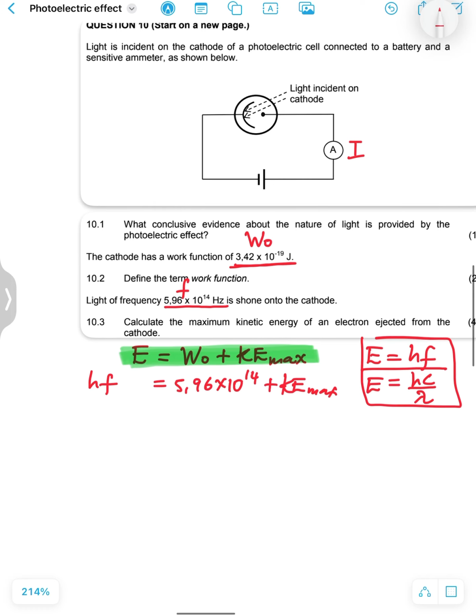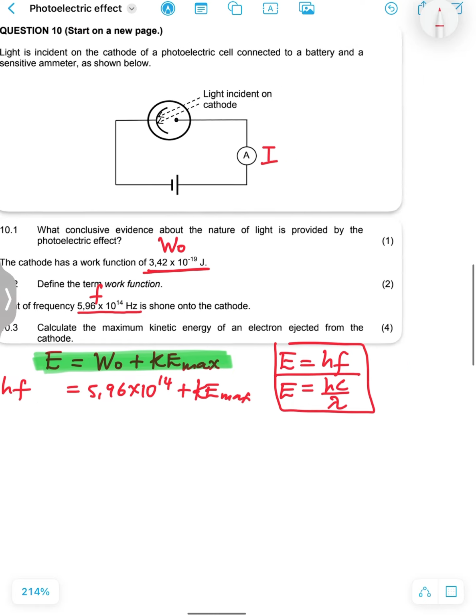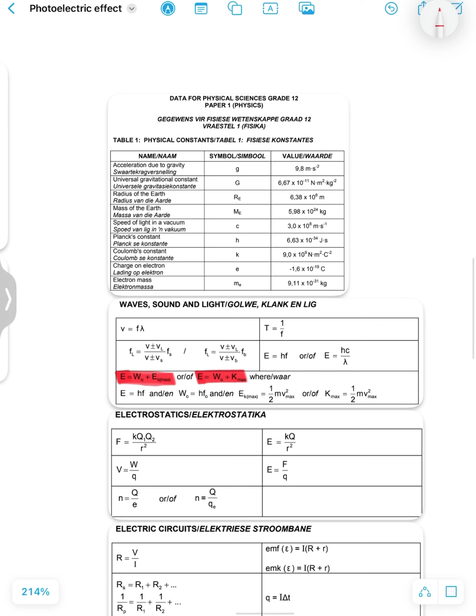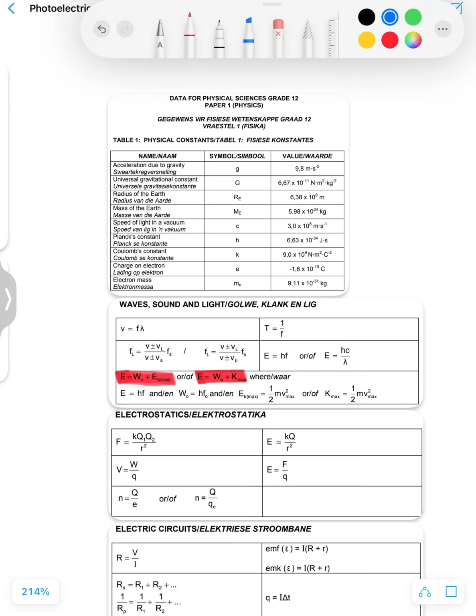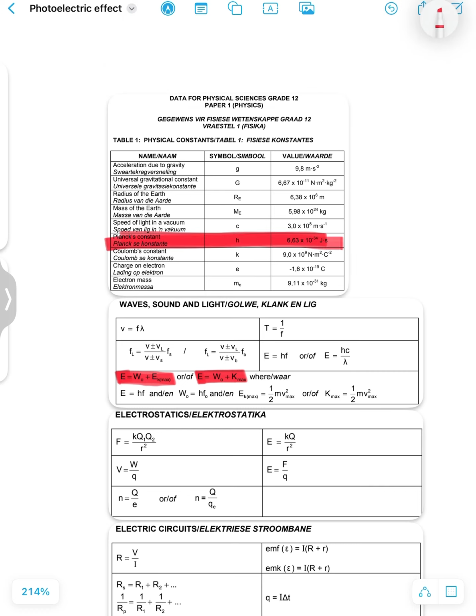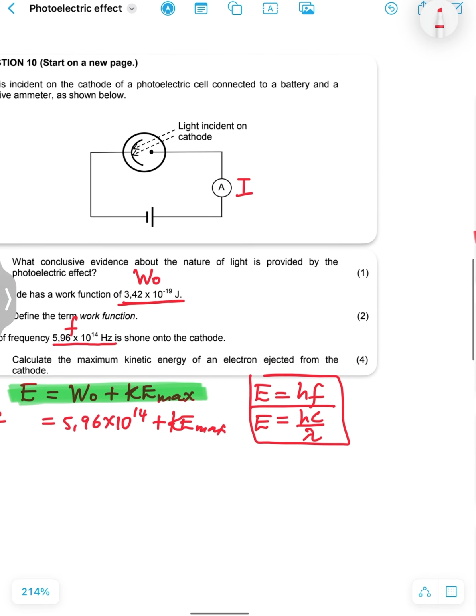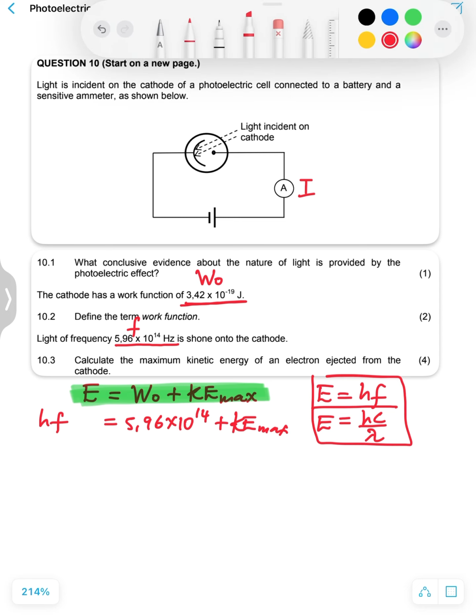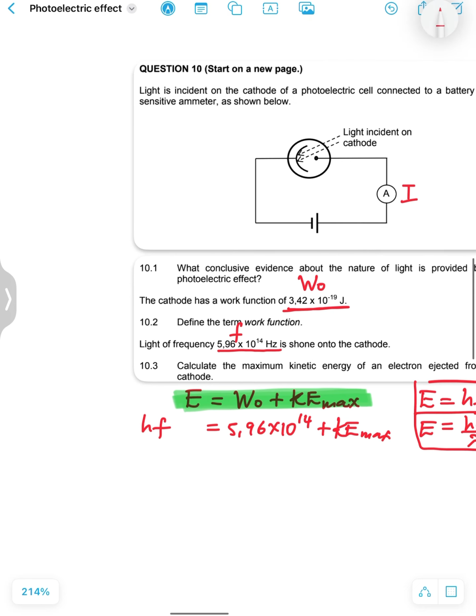All right, so h is Planck's constant, which is given in your formula sheet. In this case, this is the h. It's 6.63 times 10 to the power of negative 34, times the frequency.